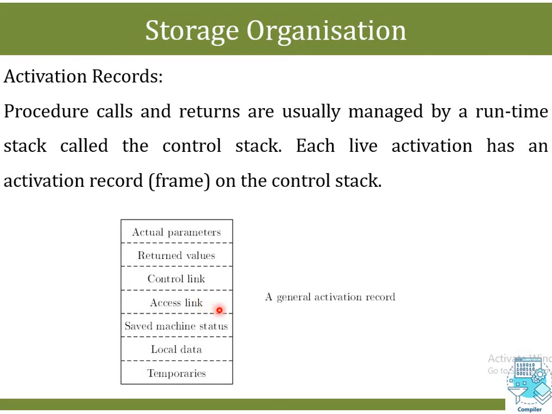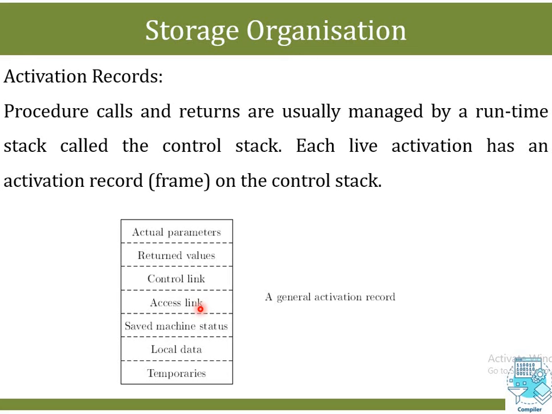Okay. The next comes access link. If this activation record needs data of a different function, then it will be pointing to that function's activation record. Then saved machine status. Here you will be having the state information, the register values, whatever we have. During a function call and during return back of a function call, these values are needed. So that is what saved machine status is.